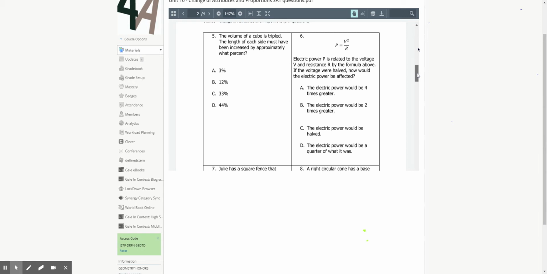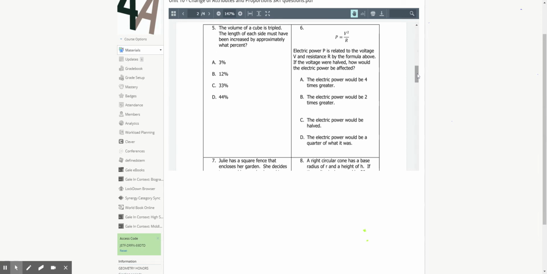Question number 5. The volume of a cube is tripled. So we're talking about volume. Volume of a cube is V equals S cubed, because all the sides are the same. The volume is tripled, so it's going to be multiplied by 3 in the new one. The length of each side must have increased by approximately what? So if V of the original is 1, 1 equals S cubed, and the new one is tripled, that's going to be 3 equals S cubed.